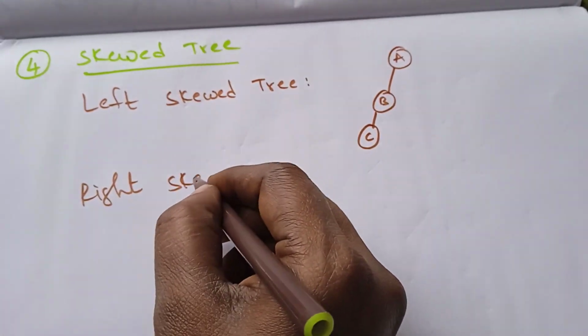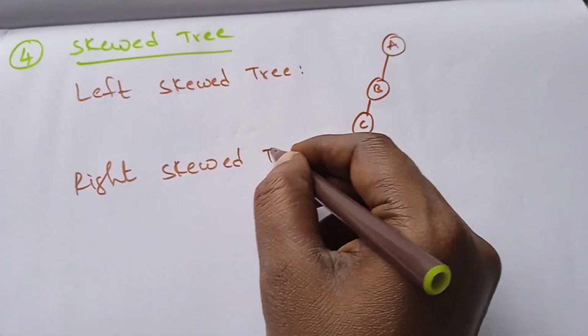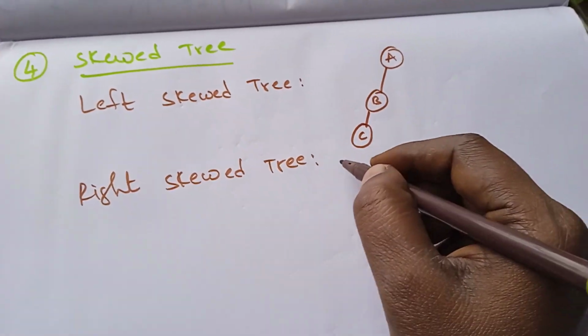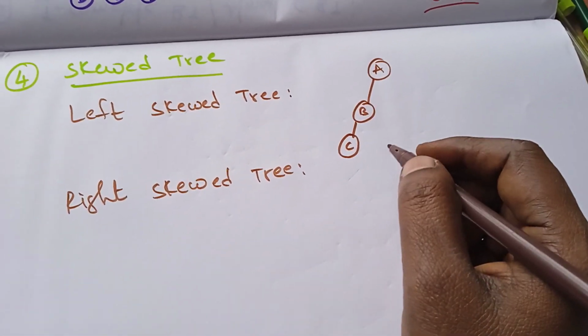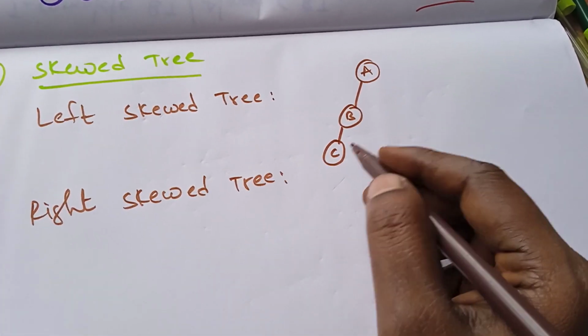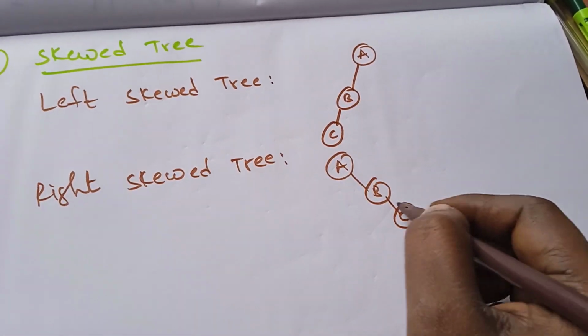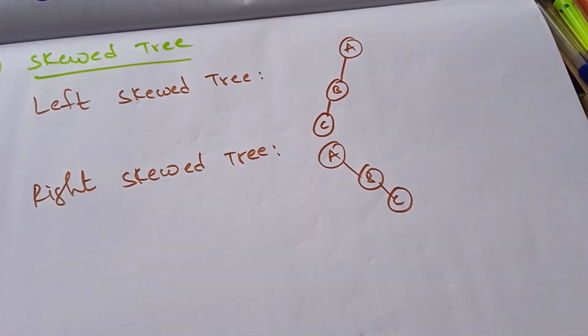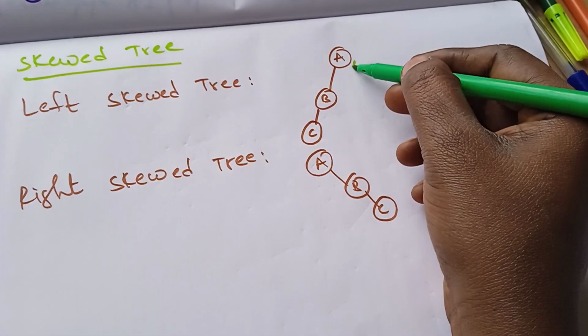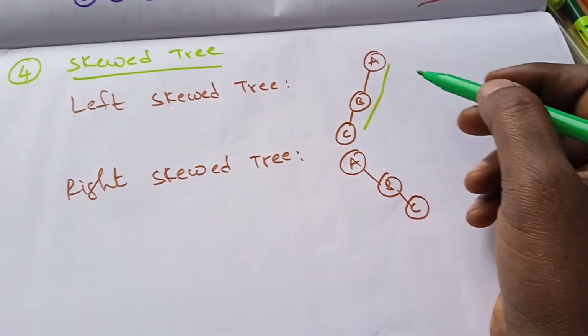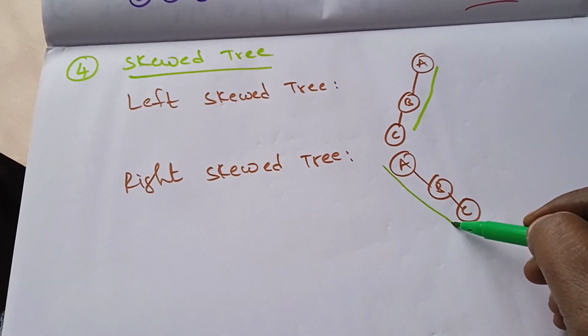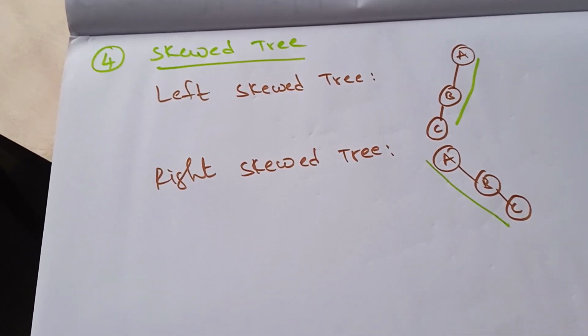Right skewed tree is where the nodes in a tree will be arranged on the right hand side. Arrangement of nodes in left child is a left skewed tree. Arrangement of nodes in right child, that is a right skewed tree.